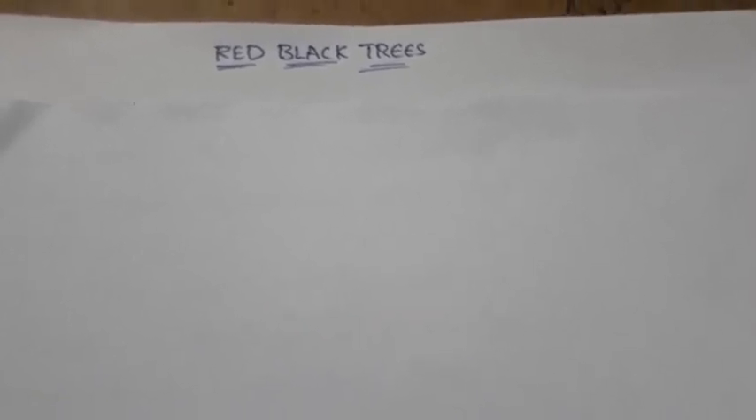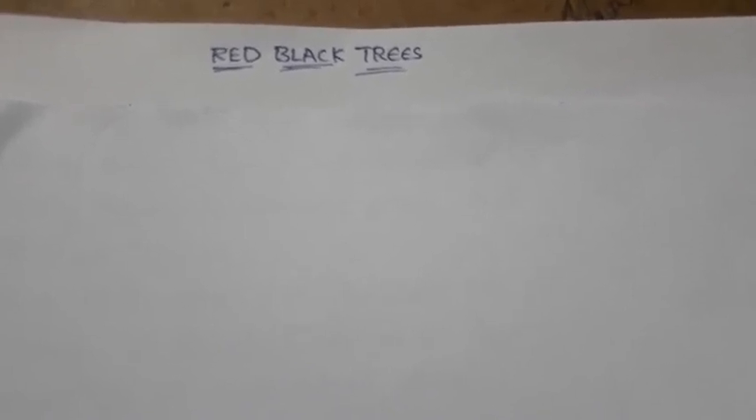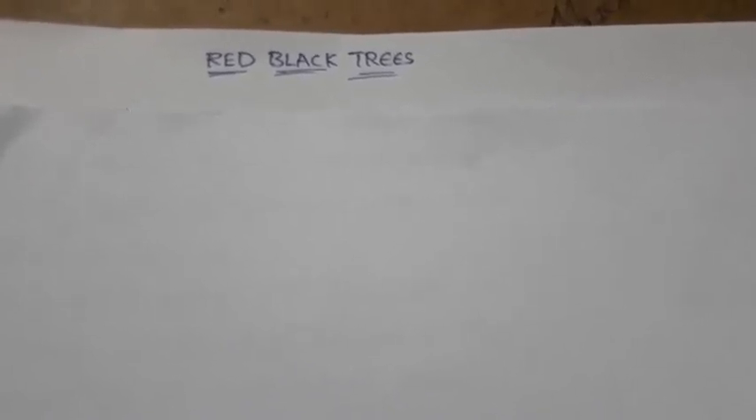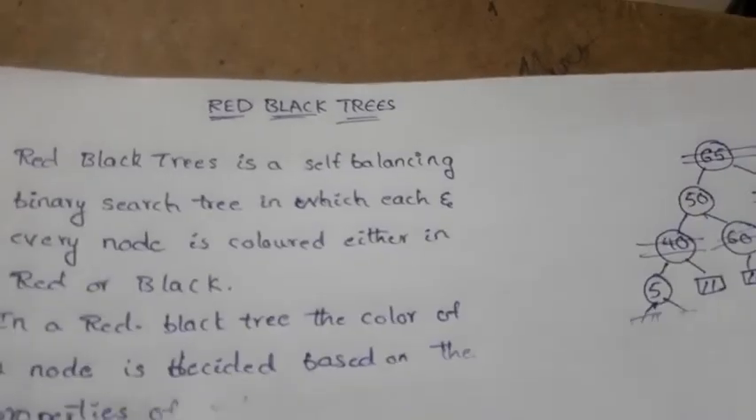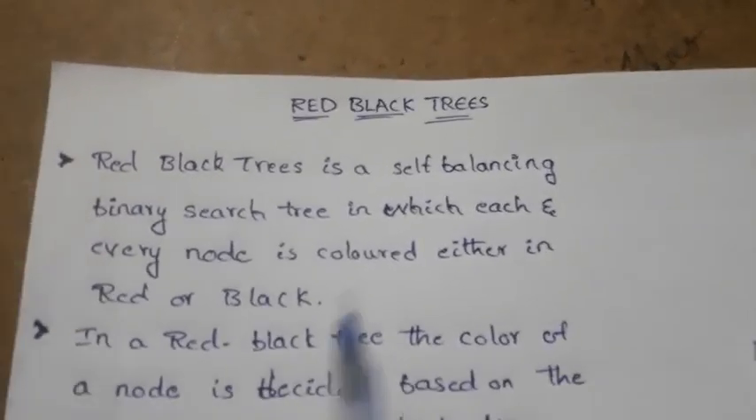Today we are going to discuss red black trees. In this topic we are going to discuss what a red black tree is, what the properties of a red black tree are, and how we insert an element into a red black tree. Coming to the basic definition, a red black tree is a self-balancing binary search tree in which each and every node is colored either red or black.